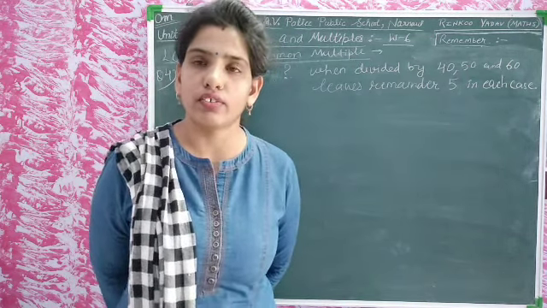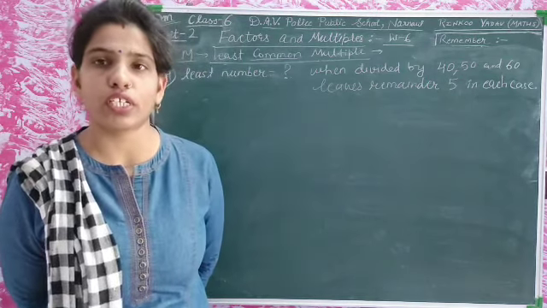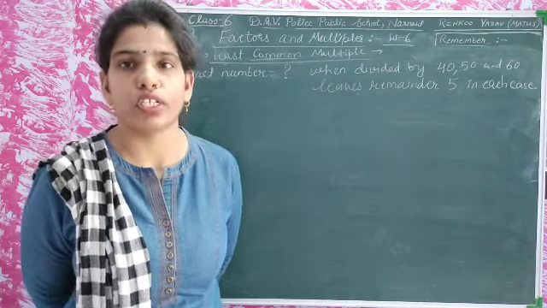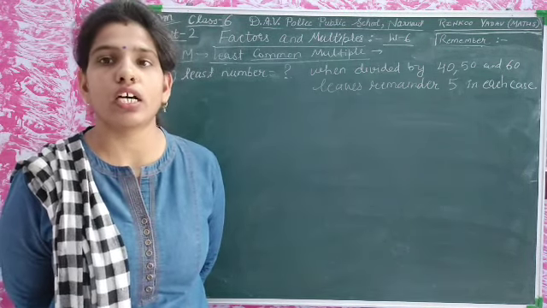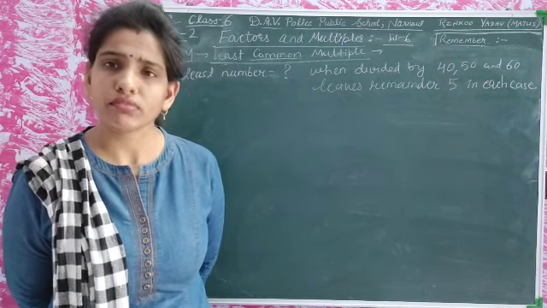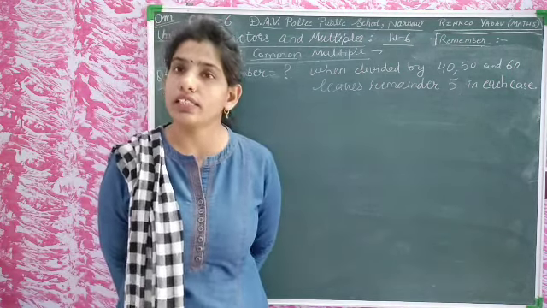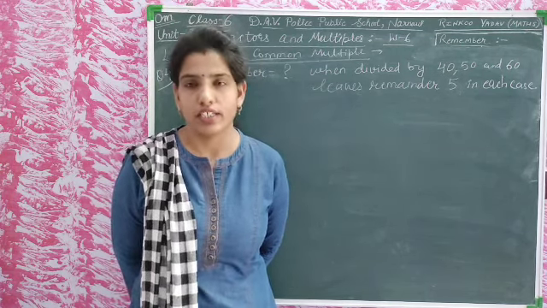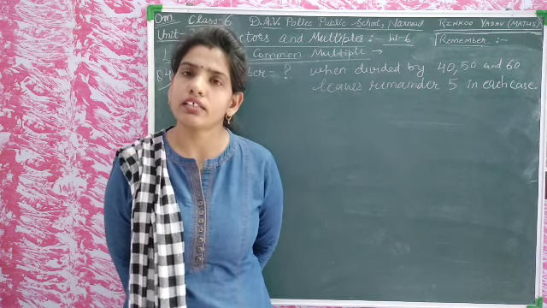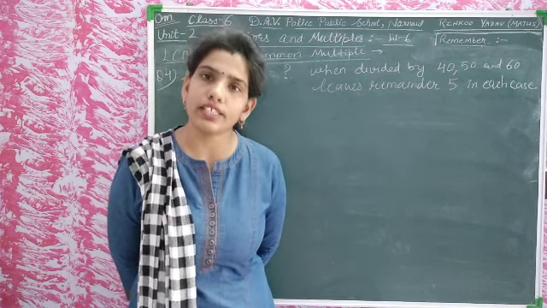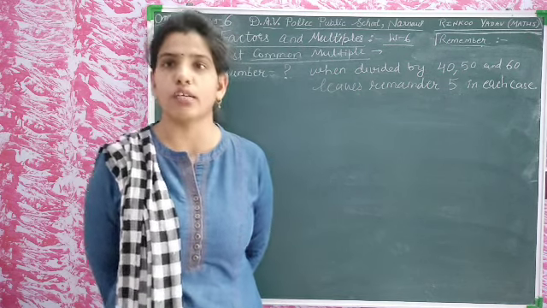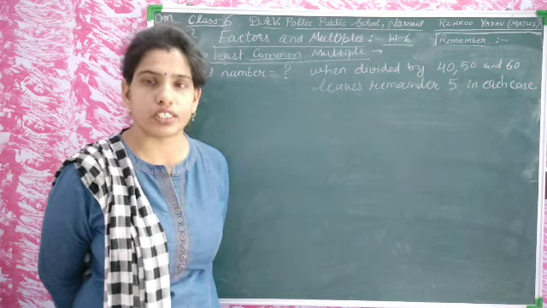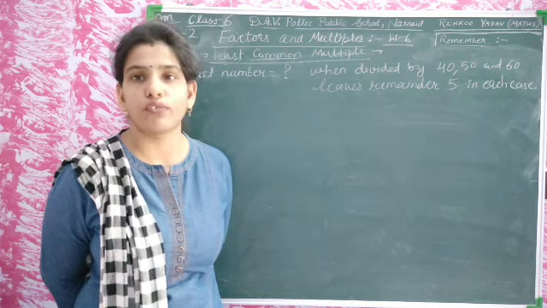Students, you are given here the three numbers 40, 50 and 60. If you divide that number by 40, 50 and 60, it will give the remainder 5 in each case. So students, first tell me, we can find the least number that is exactly divisible by these numbers. Yes, if you add that remainder to that LCM, then when that number is divided by 40, 50 and 60, it will give the remainder 5 in each case.